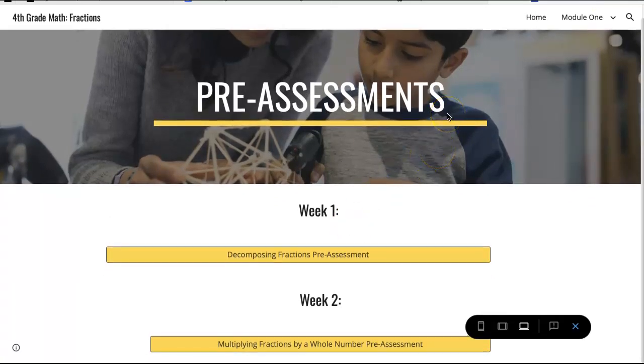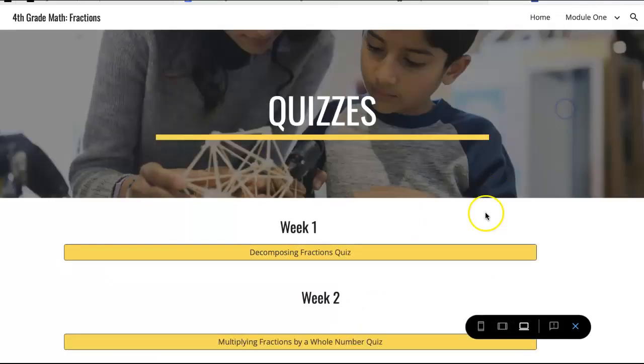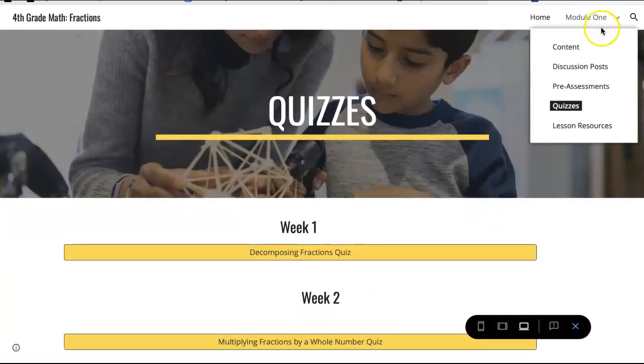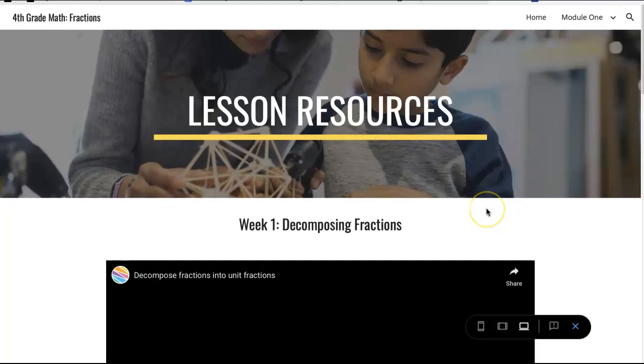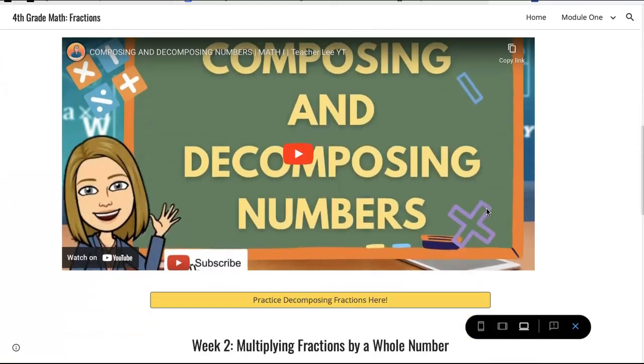For week 1, they had a decomposing fractions pre-assessment, and for week 2, they had a multiplying by a whole number pre-assessment. Their quizzes were posted here as well. And then they had additional lesson resources where they could watch the videos that were posted for them.